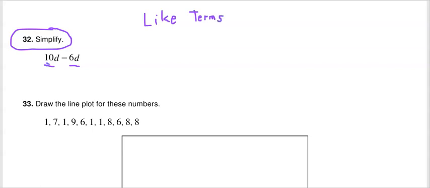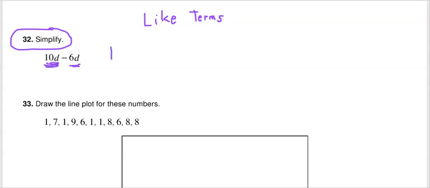All right, so we're going to look at these 10D and 6D. Well, we can combine them. That's good because they both have the same variable. If one said 10A and 10D, we couldn't combine them. That's as good as we can get. If it said 10D and 6L, you couldn't combine them. But these do have like terms.